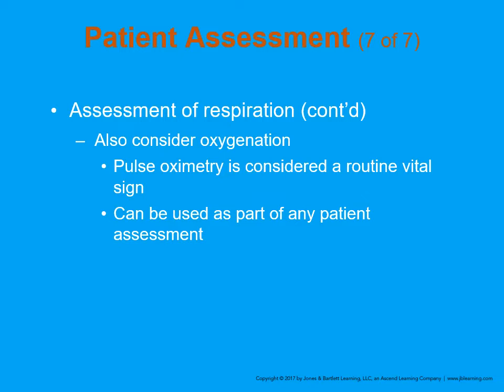Pulse oximeters can take as long as 60 seconds to reflect changes in a patient's oxygenation status. The patient can develop respiratory insufficiency well before the pulse oximeter values begin to decline. Pulse oximetry is considered a routine vital sign and can be used as a part of any patient assessment.